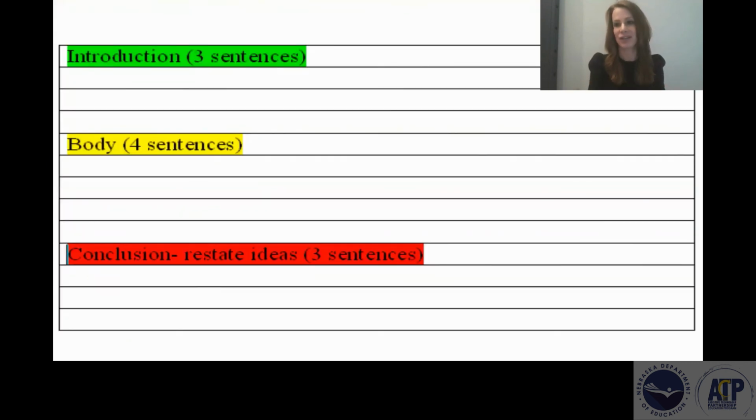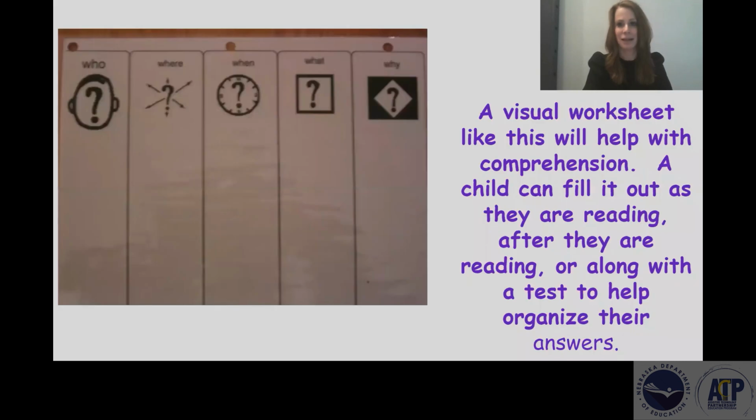And this is a great strategy as well. Having the color coding of the intro versus body versus conclusion. You know, intro, 3 sentences, body, 4 sentences, conclusion, 3 sentences. It's visually organized. You might need more spaces, but this would be a great example for that. Another visual too, where you can put the who, what, where, when, and why words, and that'll help you to organize what you want to write.